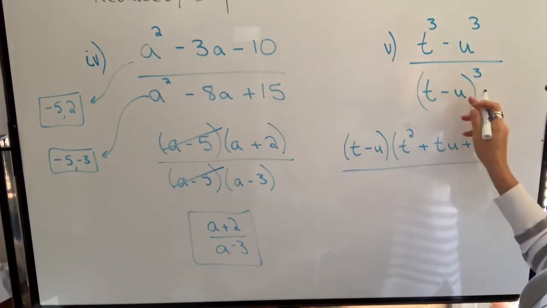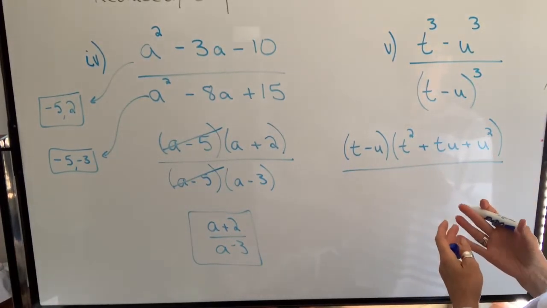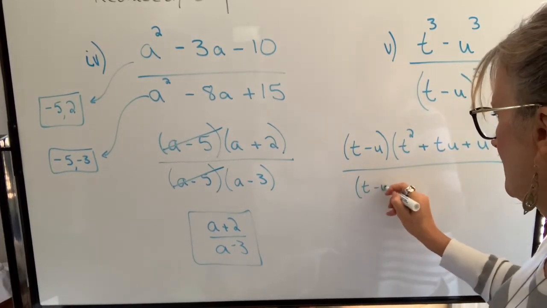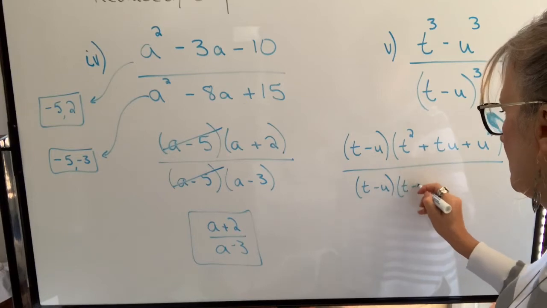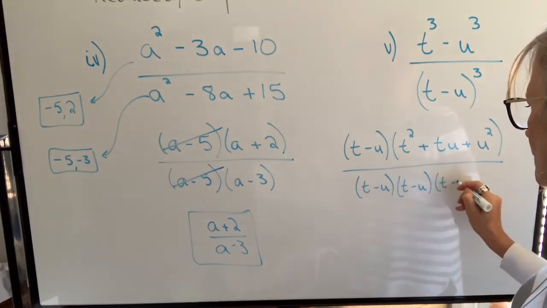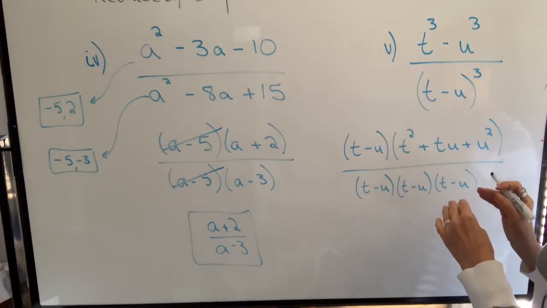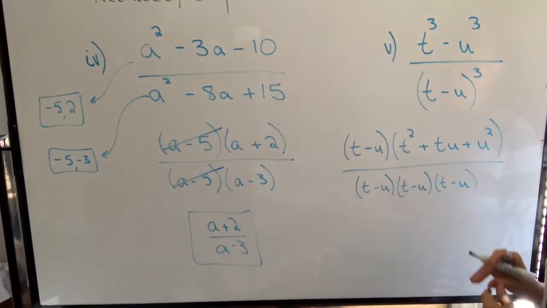Over the denominator, it's basically factored, but what I'm going to write it as is t minus u times t minus u times t minus u. We're not going to multiply all of this out because we do want it in factored form so that we can cancel common factors.